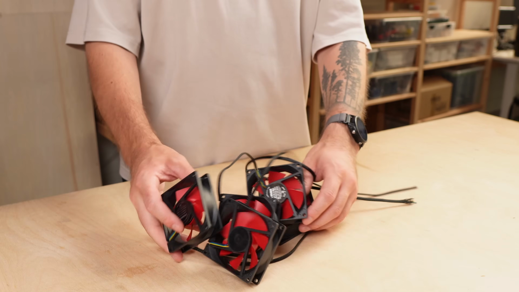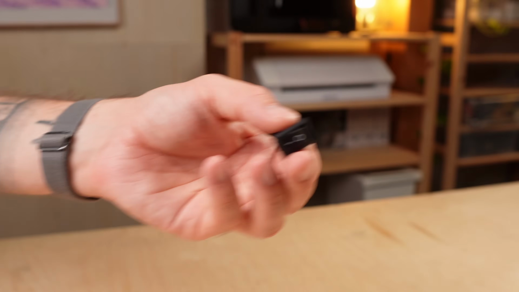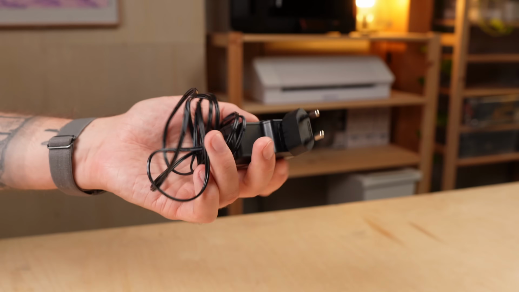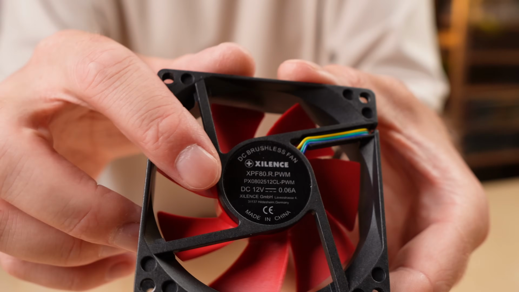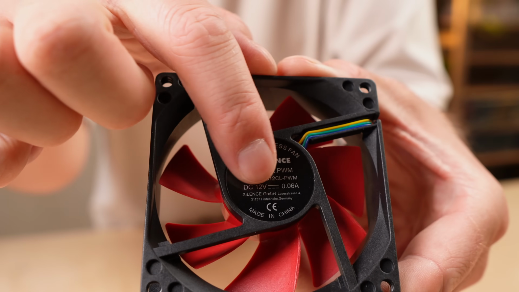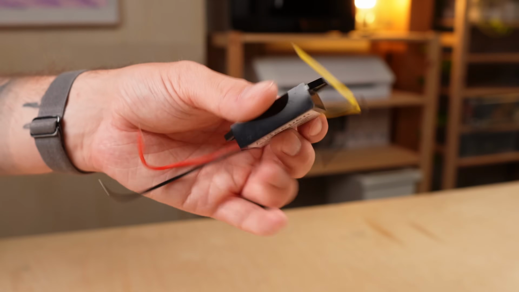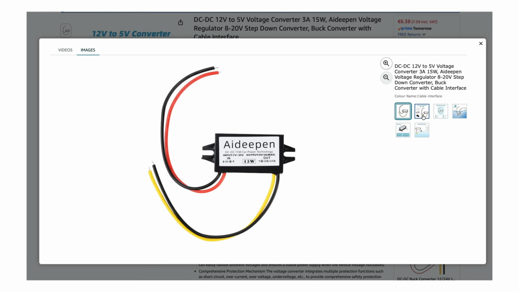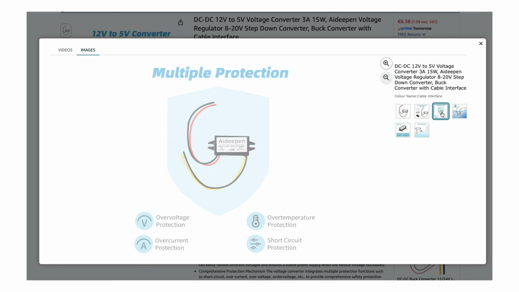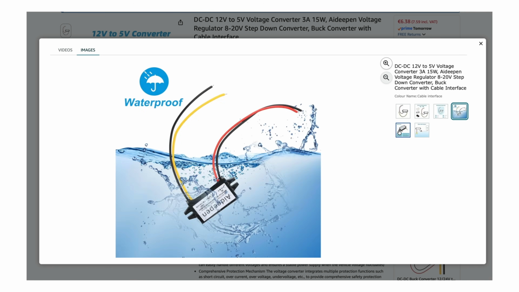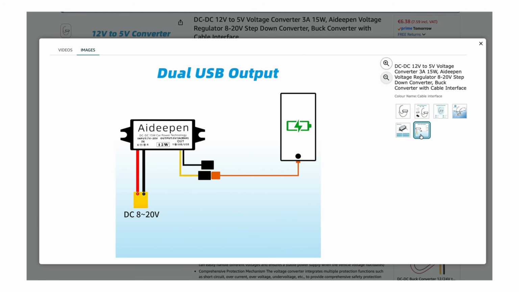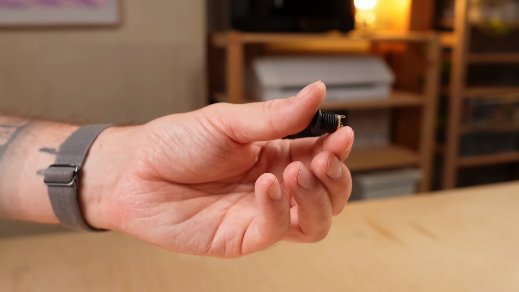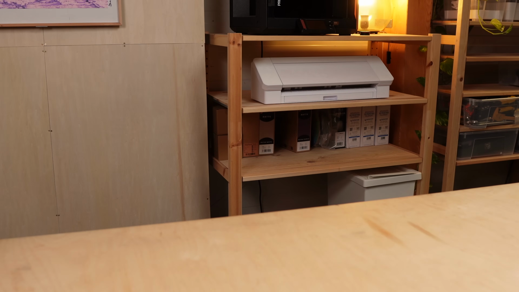Besides the 6 PWM fans, all I really needed was a power switch and a single 12-volt power supply. The only small challenge was that the fans need 12 volts, while the ESP32 only runs on 5 volts. Instead of designing my own power supply, I simply used one of these inexpensive DC-DC step-down converters. It takes the 12-volt input and converts it to a stable 5 volts for the controller. That means the whole project can run from a single power adapter without adding much complexity.